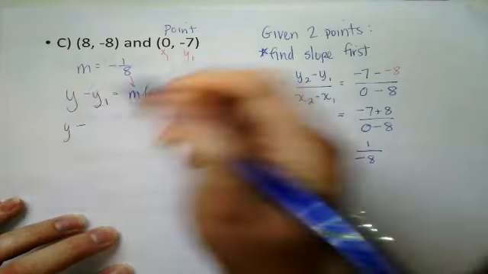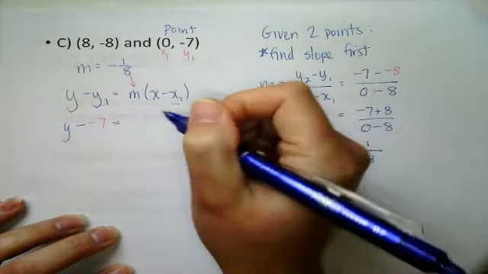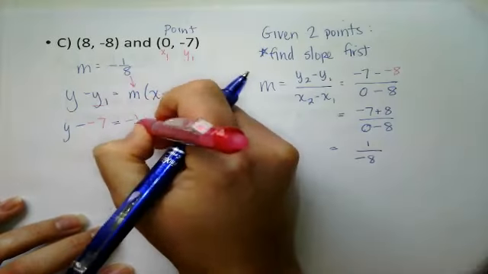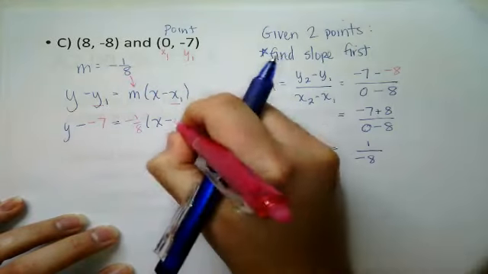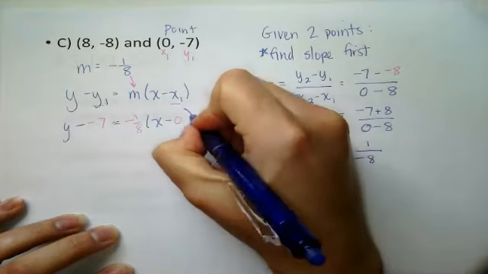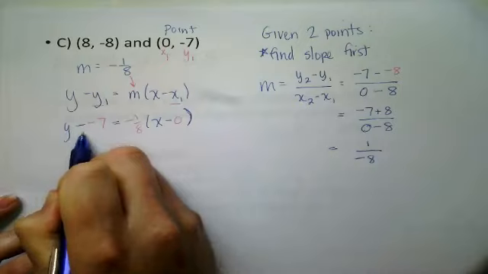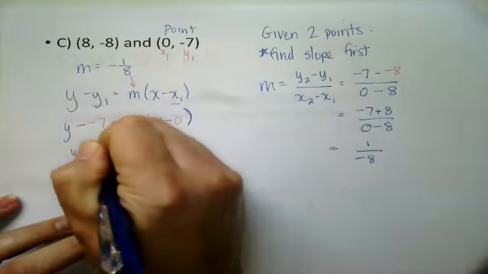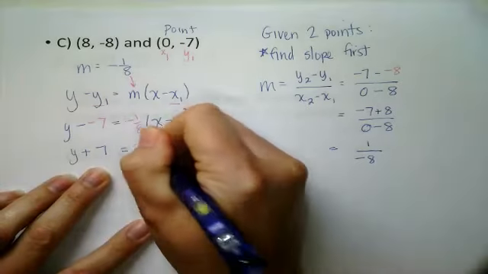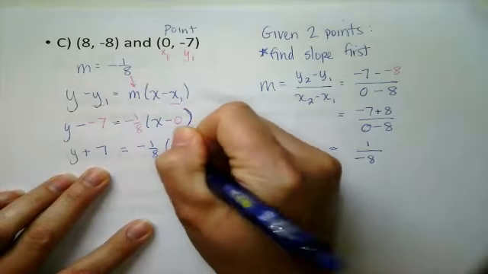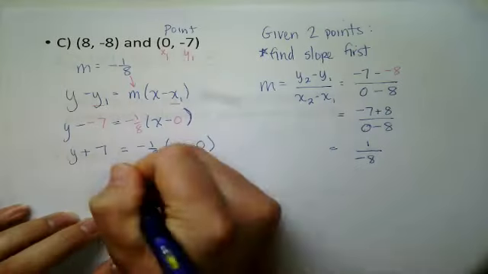So I have y minus negative 7 is equal to negative 1/8 quantity x minus the 0. Oh, I guess that's supposed to be blue. There we go. All right. Again, you've got double negatives. You shouldn't really see that ever. So we can just change that to y plus 7 instead, equals negative 1/8 quantity x minus 0. Do I need to write the x minus 0? You don't have to. It's fine.